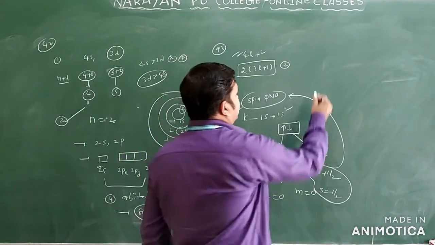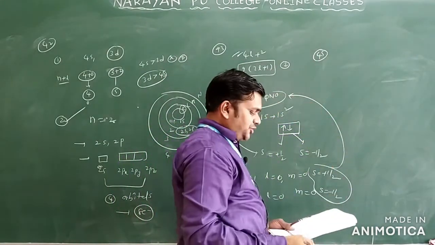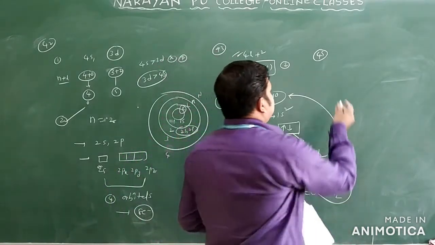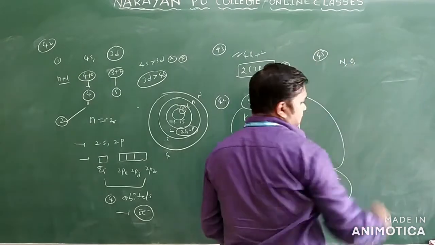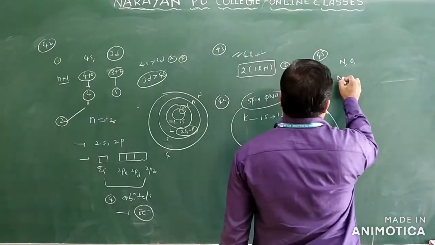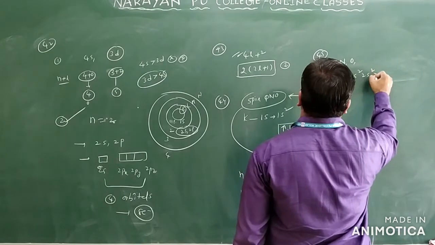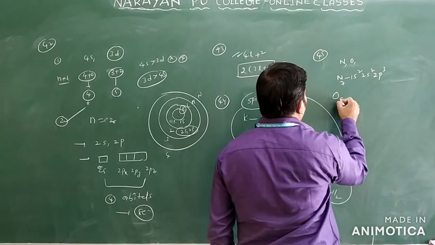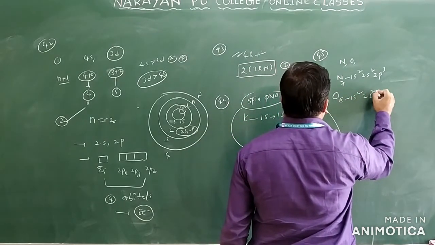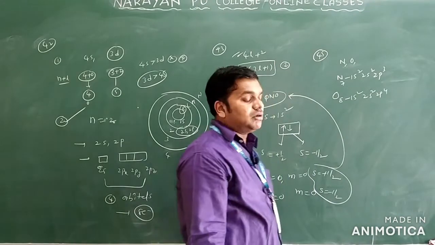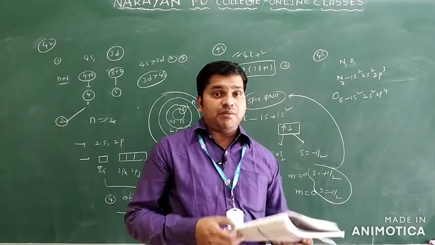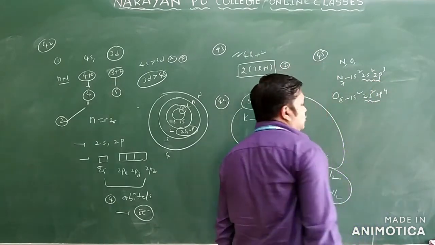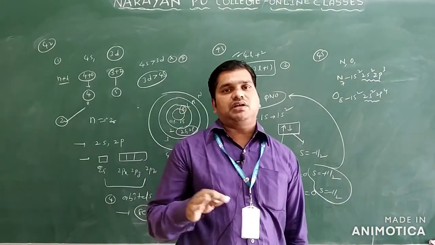Now we will see question number 45. Which of the following pairs have the same number of orbitals only? The first one is nitrogen and oxygen. Nitrogen we have 1s2, 2s2, 2p3, its atomic number is 7 only. Come to oxygen, we have 8 only: 1s2, 2s2, 2p4. Here the orbitals are 2s and 2p, here also 2s and 2p. If you compare, all orbitals are the same.